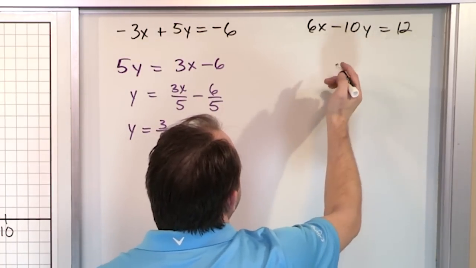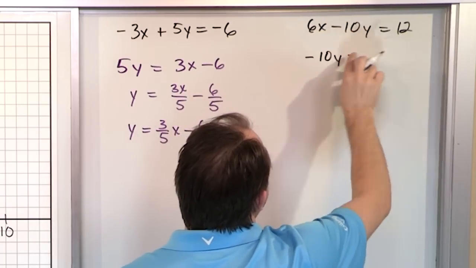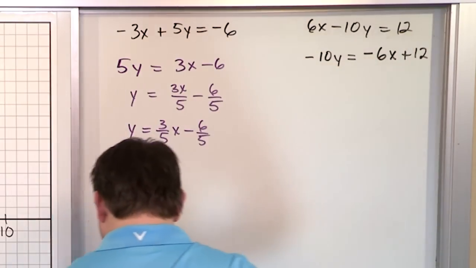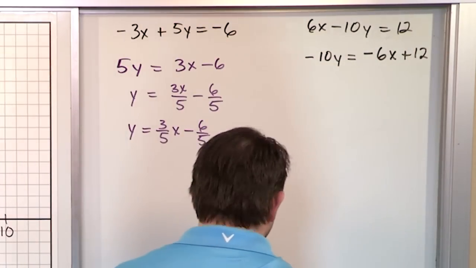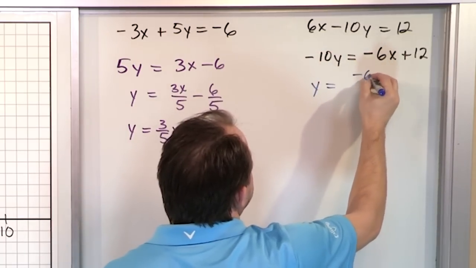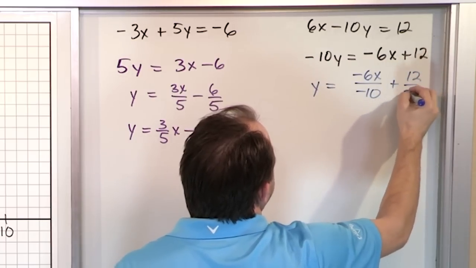So what we're going to have is the negative 10y is equal to, move the 6x over by subtracting. So we have negative 6x plus 12. And then we're going to divide by the 10, or negative 10 I should say. So it'll be negative 6x over negative 10 plus 12 over negative 10.